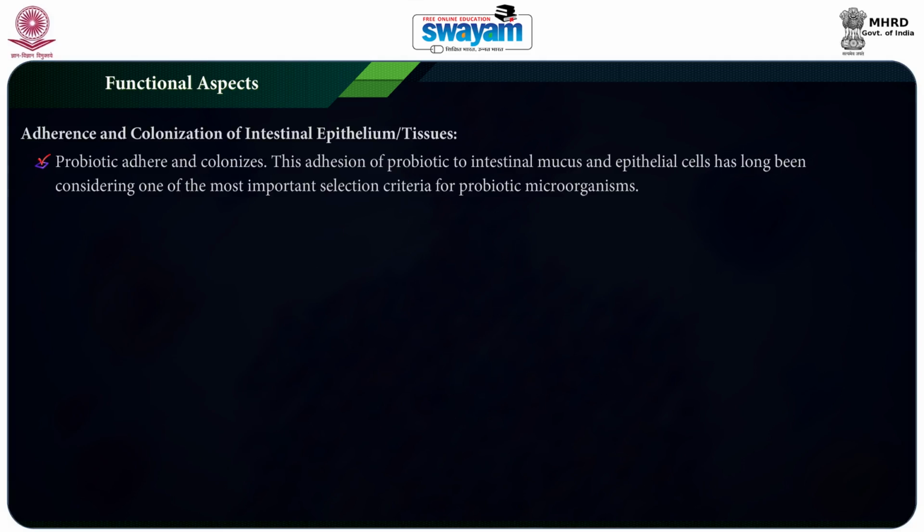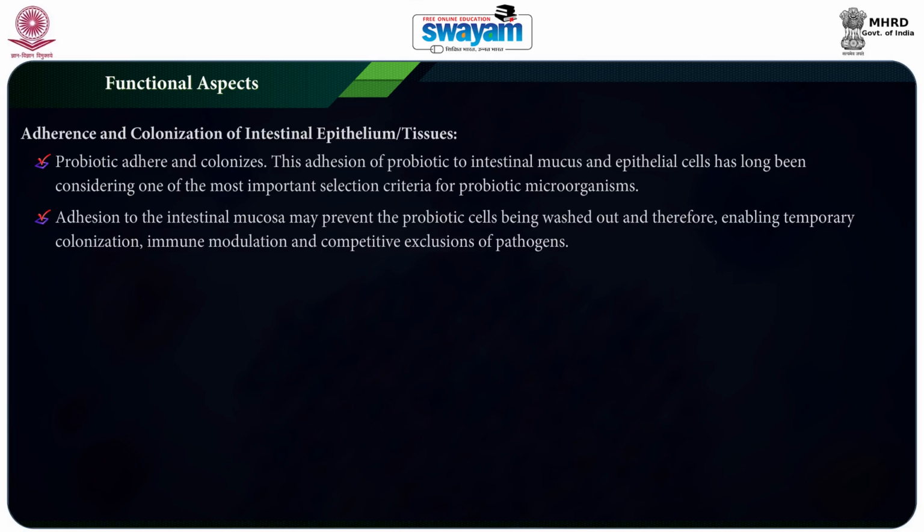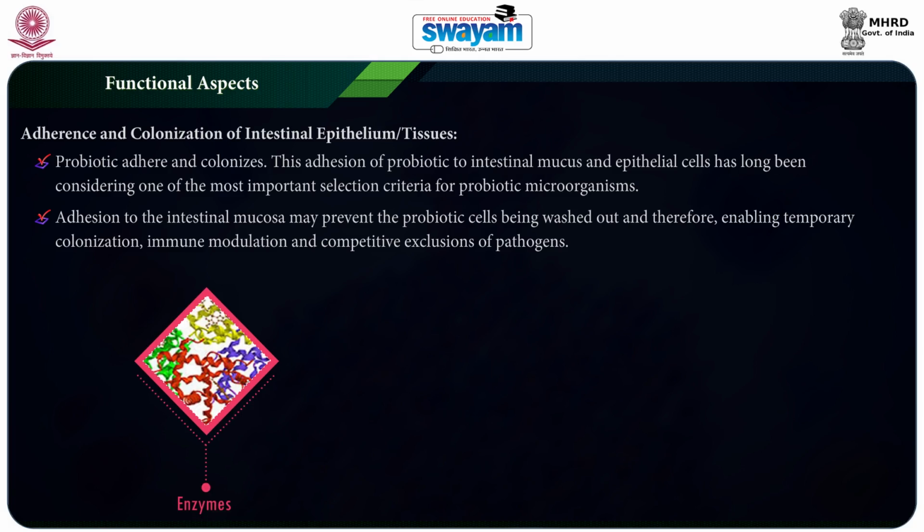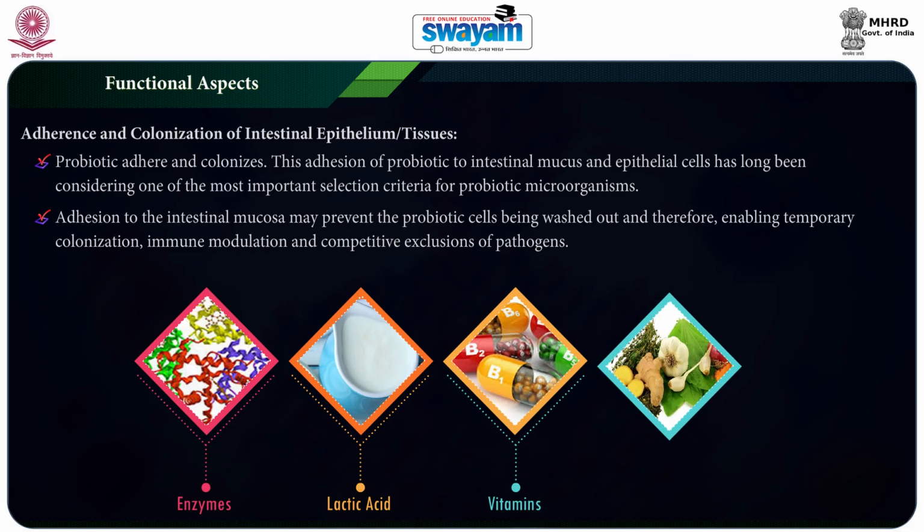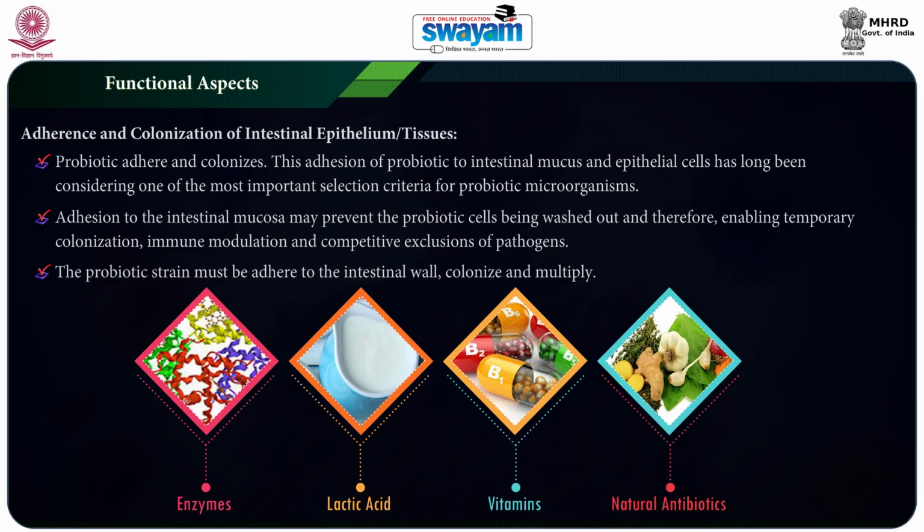Next functional aspect is adherence and colonization of intestinal epithelium or tissues. Probiotics adhere and colonize. This adhesion of probiotics to intestinal mucus and epithelial cells has long been considered one of the most important selection criteria for probiotic microorganisms. Adhesion to the intestinal mucosa may prevent the probiotic cells being washed out and therefore enable temporary colonization, immune modulation and competitive exclusion of pathogens.